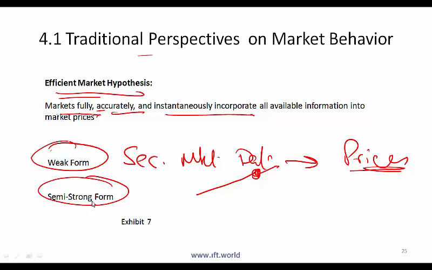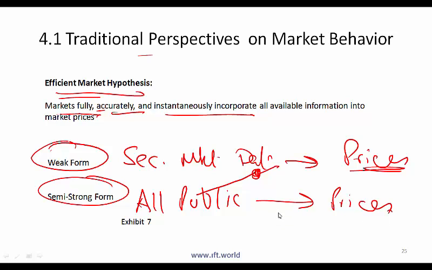What is the strong form efficient market hypothesis? All public information. So all public information. So does that include security market information? Yes, because that is public information. So all public information is incorporated into the prices. So then what is the implication of a market being semi-strong form efficient? Yeah, so then even fundamental analysis is not going to give you abnormal returns.